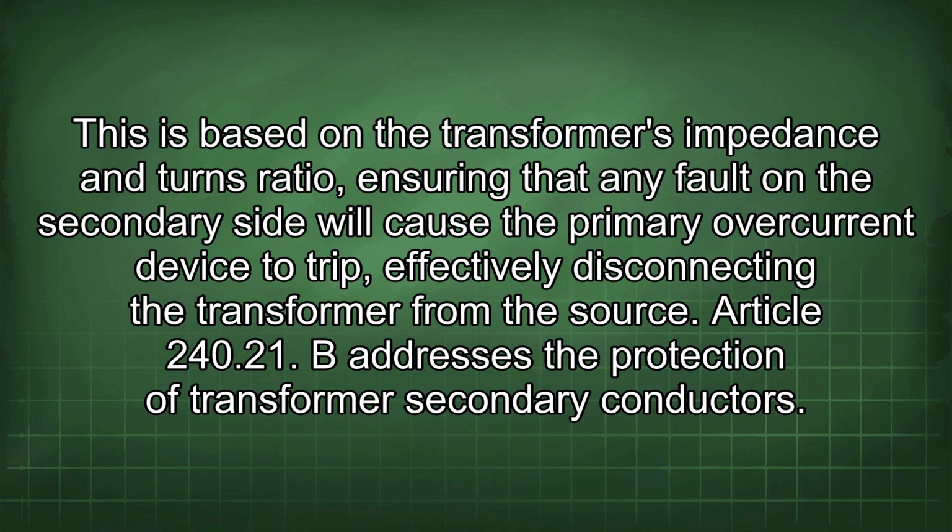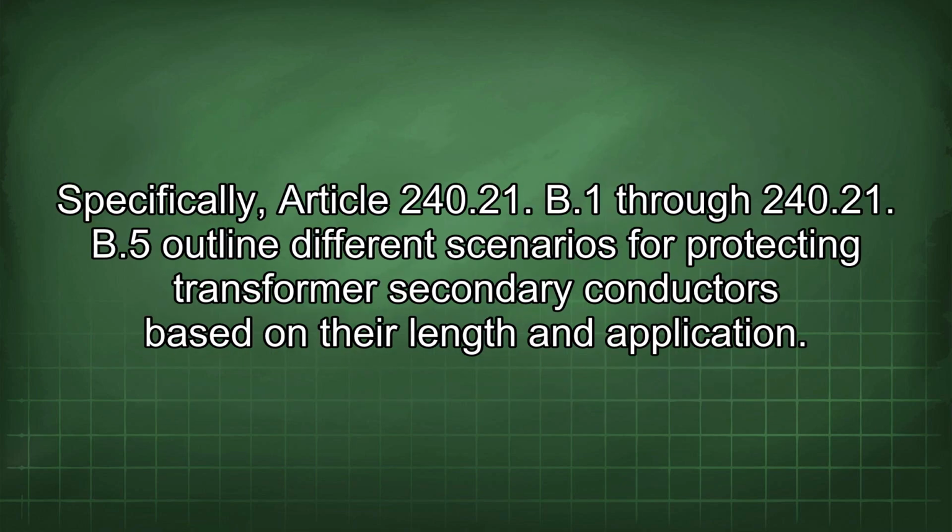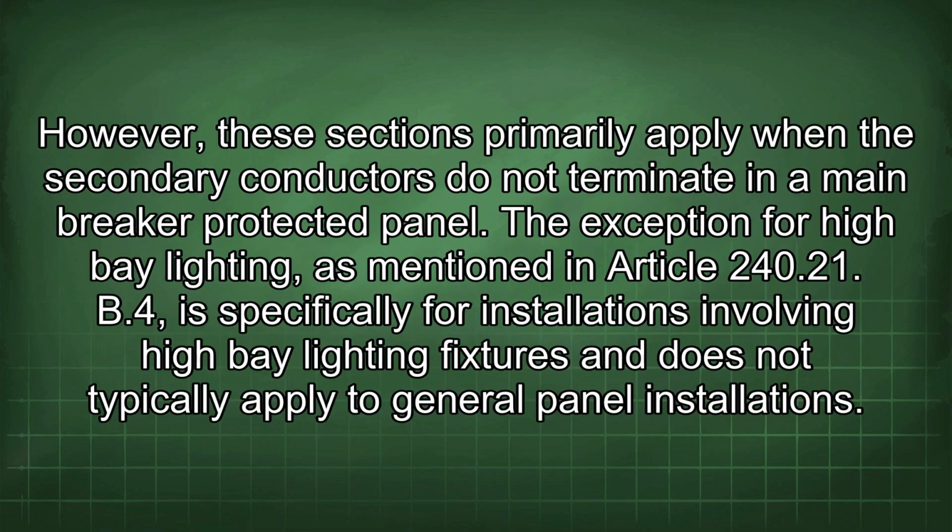Article 240.21(V) addresses the protection of transformer secondary conductors. Specifically, Articles 240.21(V)(1) through 240.21(V)(5) outline different scenarios for protecting transformer secondary conductors based on their length and application. However, these sections primarily apply when the secondary conductors do not terminate in a main breaker protected panel. The exception for high bay lighting, as mentioned in Article 240.21(V)(4), is specifically for installations involving high bay lighting fixtures and does not typically apply to general panel installations.